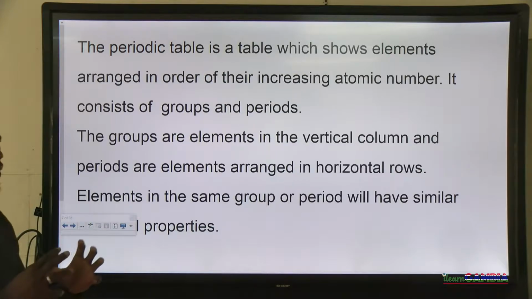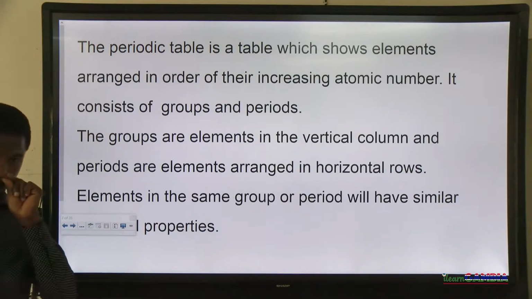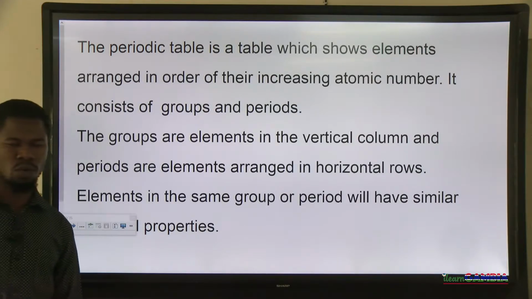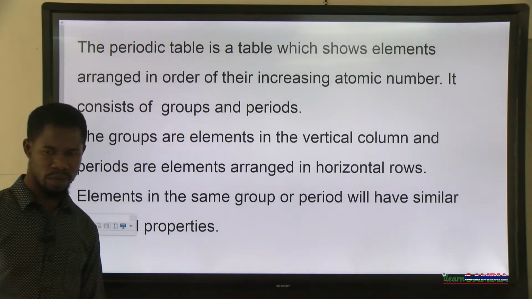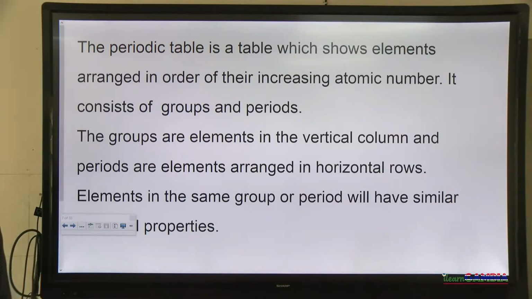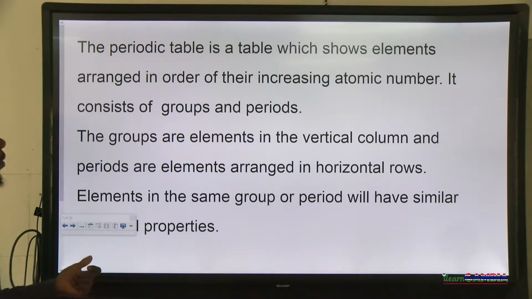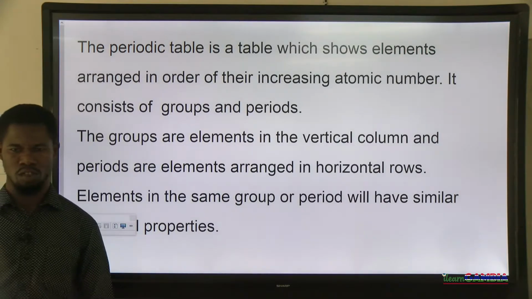So now we look at the periodic table again. Remember, we asked a question: why is the periodic table one of the most important tools ever created by humans? And I gave you an analogy to that. Now, let me further explain why it is one of the most important tools ever created by humans. Because this is a table which shows elements arranged in order of their increasing atomic number. It is a table that arranges the elements in order of increasing atomic number.